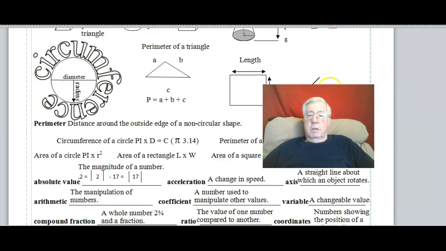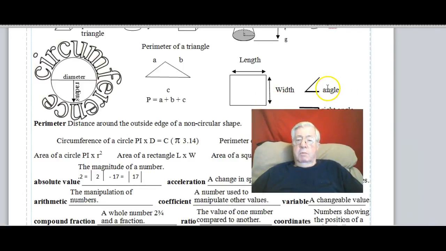Angles, you have an angle. When it's 90 degrees, it's called a right angle. If the angle is less than 90 degrees, it is called acute angle. If the angle is more than 90 degrees, it's called obtuse angle.